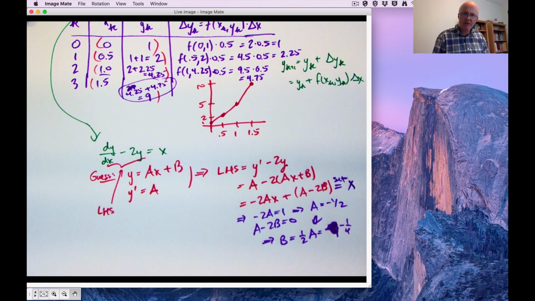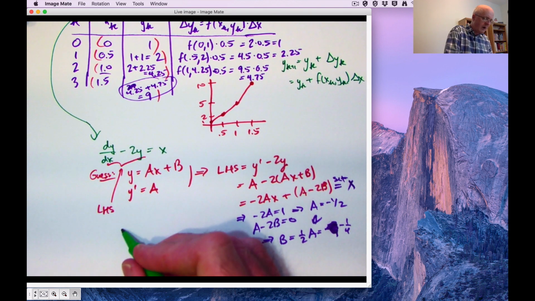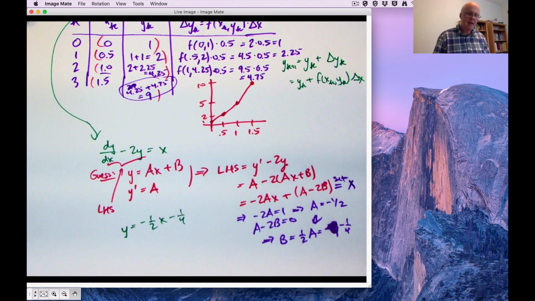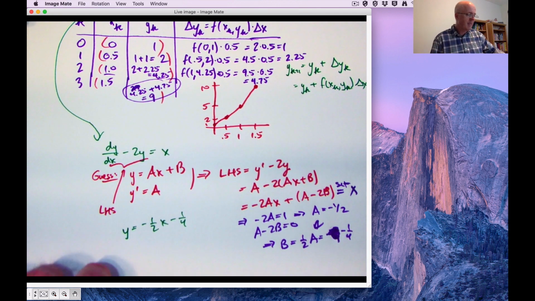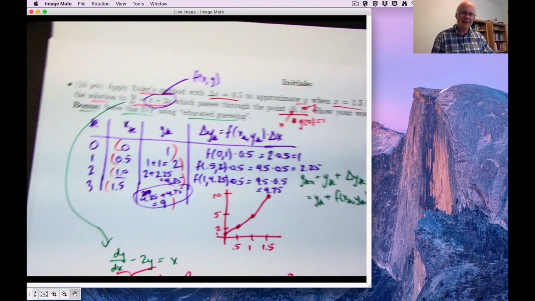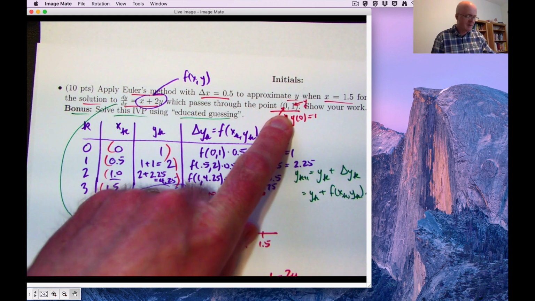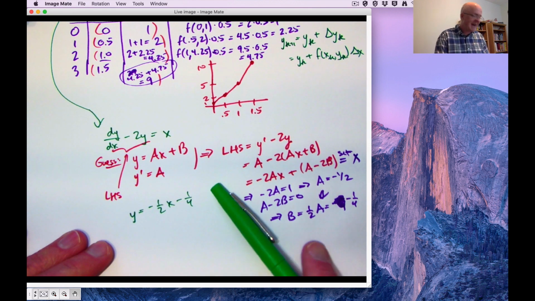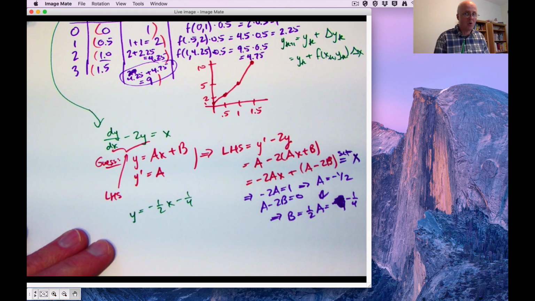So it looks like we have a solution by this guessing. y equals negative 1/2 x minus 1/4. That does solve the differential equation. However, it does not pass through this point. When x is 0, y is negative 1/4, not 1. So should I just add on a constant here to make it pass through that point? No, do not do that, even though that might seem logical.